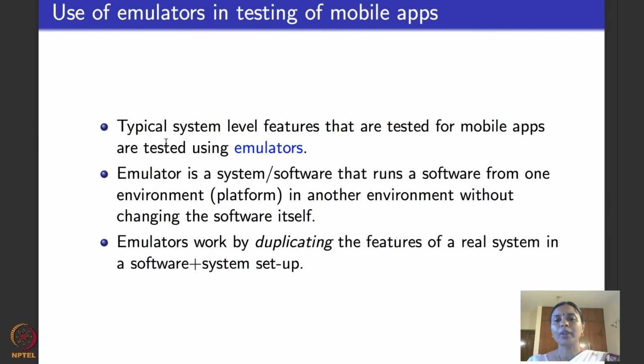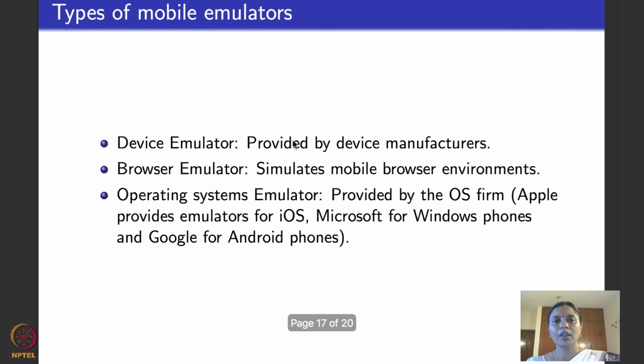How do they work? They work by duplicating the features of a real system in a software plus system setup. So here are three kinds of mobile emulators that are commonly known. The first is the device emulator, which is typically provided by the device manufacturers themselves if you want to develop or test an app. The second is the browser emulator, which emulates the browser settings available in a particular mobile phone. As I told you, it simulates mobile browser environments. The third is an OS emulator, which is provided by the firm that owns that OS. Apple would provide it for iOS, Microsoft for Windows phones, Google for Android phones, and so on.